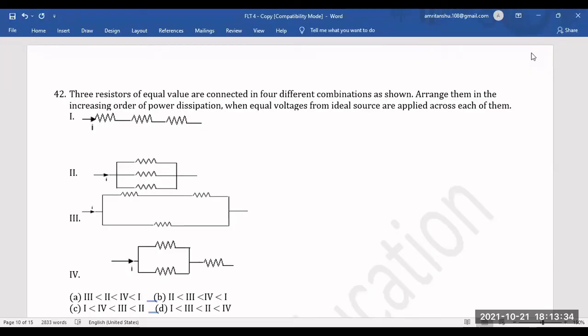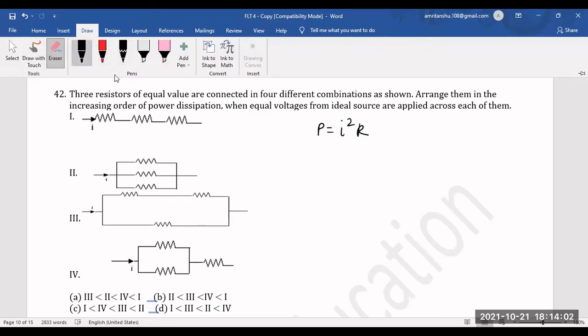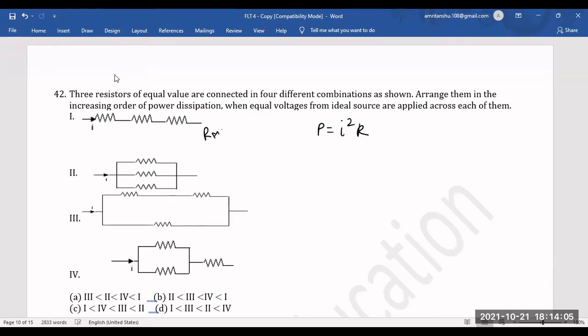Moving on to question number 42. We all know the power dissipated is I square R into T. So I square R, that's all energy. So power dissipated will be I square R. So the maximum value of resistance that we can get will be, I think, for this circuit. This will have R max, and this will have the minimum value. So power will be maximum for one and minimum for two.